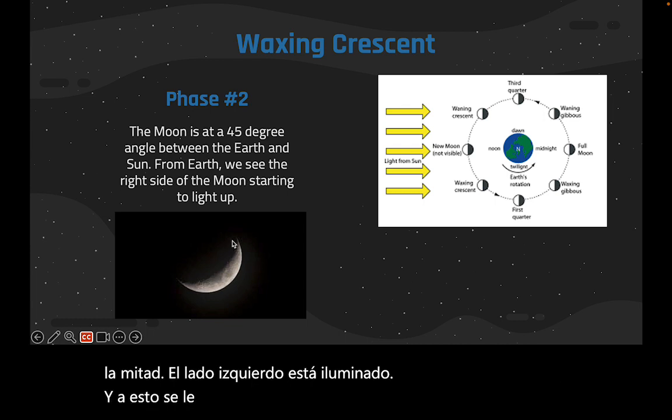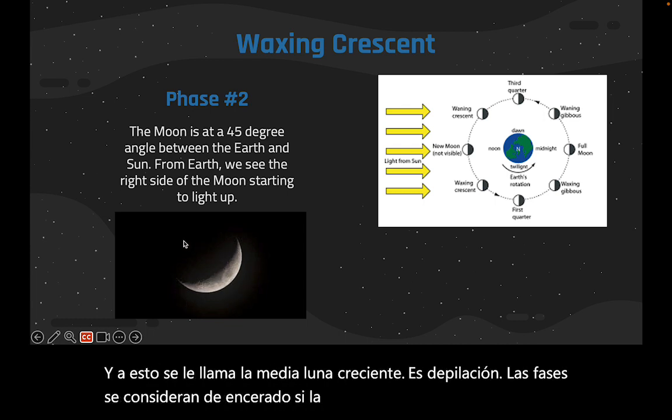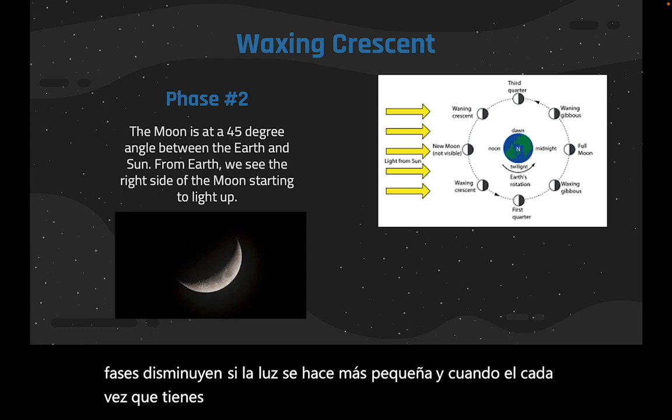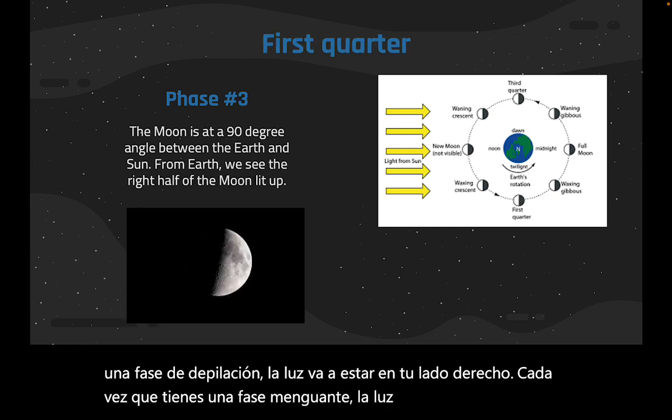It's waxing. The phases are considered waxing if the light is getting bigger. The phases are waning if the light is getting smaller. And whenever you have a waxing phase, the light is going to be on your right side. Whenever you have a waning phase, the light is going to be on the left side.